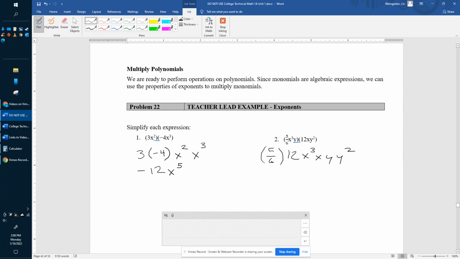So 5/6 times 12. That is the same thing as saying 5 times 12 over 6. Makes things a little bit easier for us. So let's look at this. We have x cubed times x. That'll be giving us x to the 4th and y cubed. So 12 over 6 is 2. So 5 times 2 is 10, x to the 4th, y cubed.